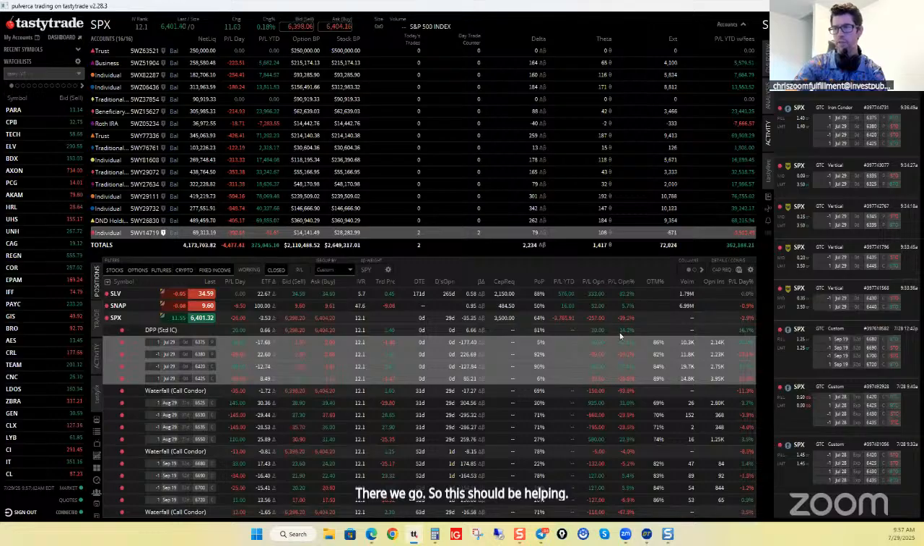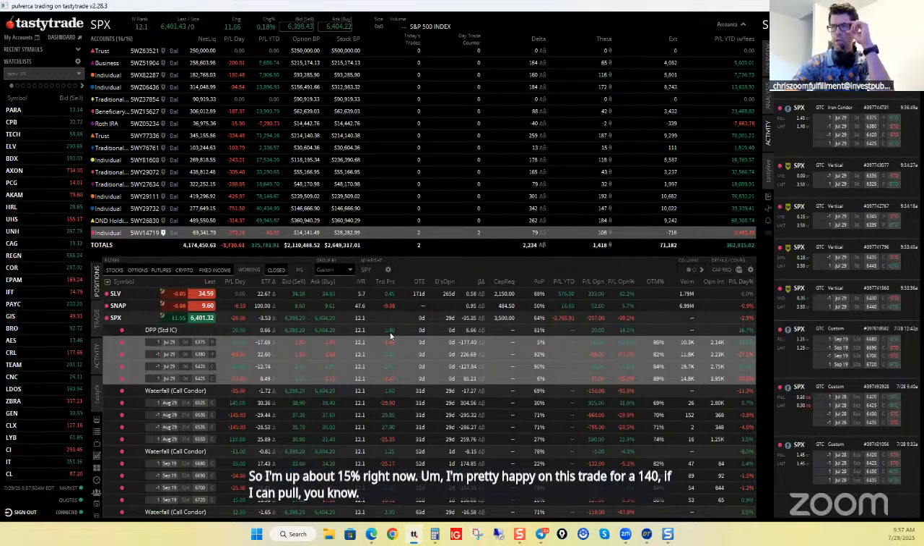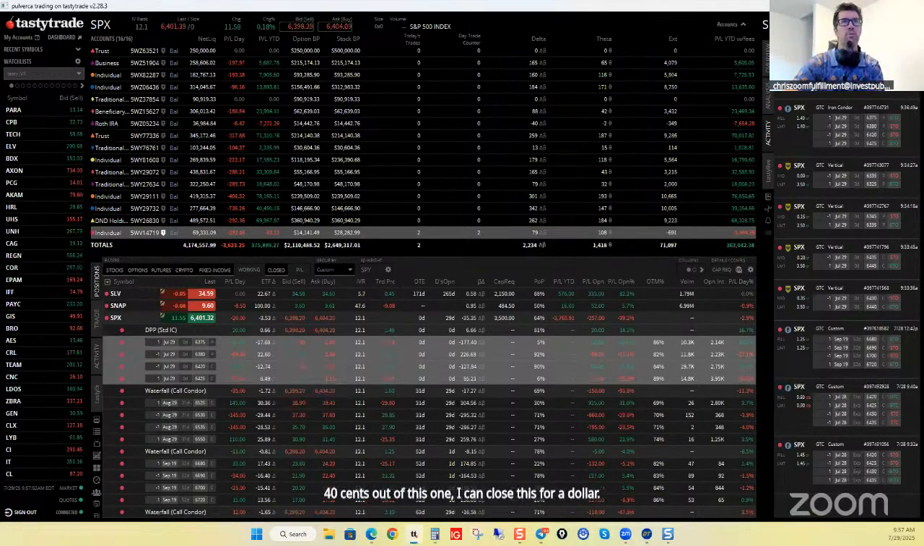There we go. So this should be helping. I'm up about 15% right now. I'm pretty happy on this trade for a 140. If I can pull 40 cents out of this one, I can close this for $1. I'd be pretty happy with that trade.